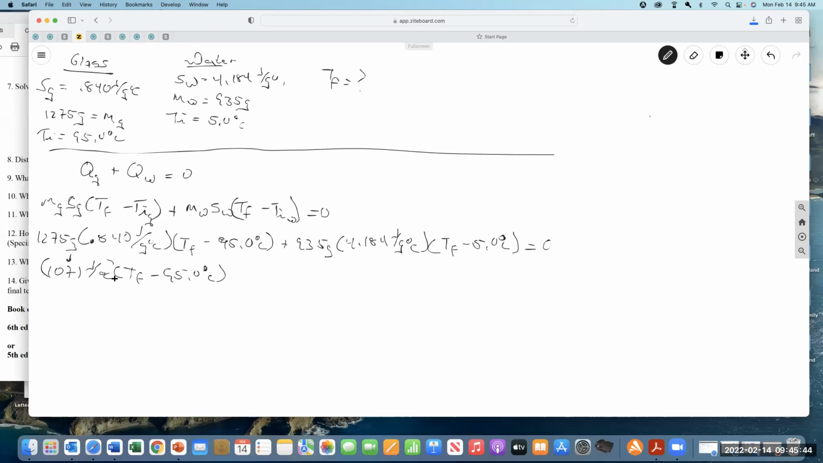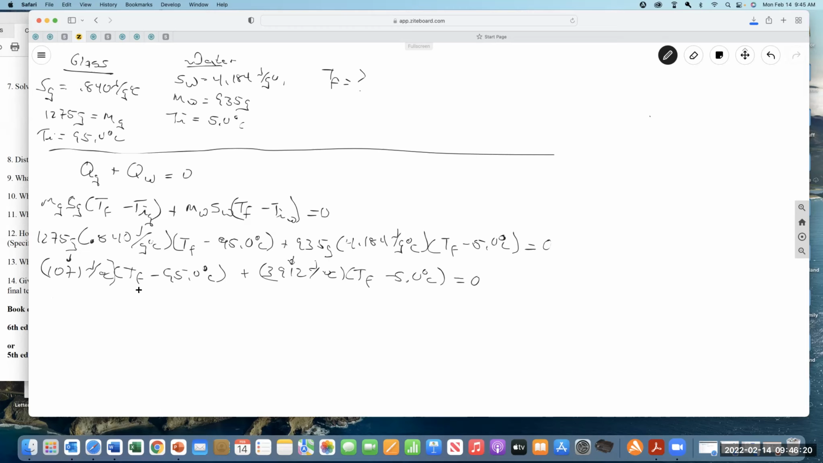Okay, put that in parentheses as well, just so we can see my sloppy handwriting. Similar to the 935 and the 4.184, that drops to 3 sig figs. I like to keep an extra one. So 3912, but the 1 is my last significant figure. Again, you can underline it. You can do whatever you want. Joules per degree C times TF minus 5 degrees C equals 0.